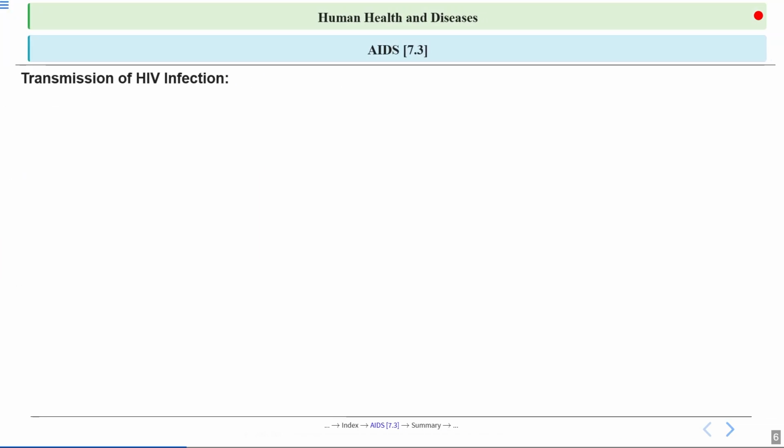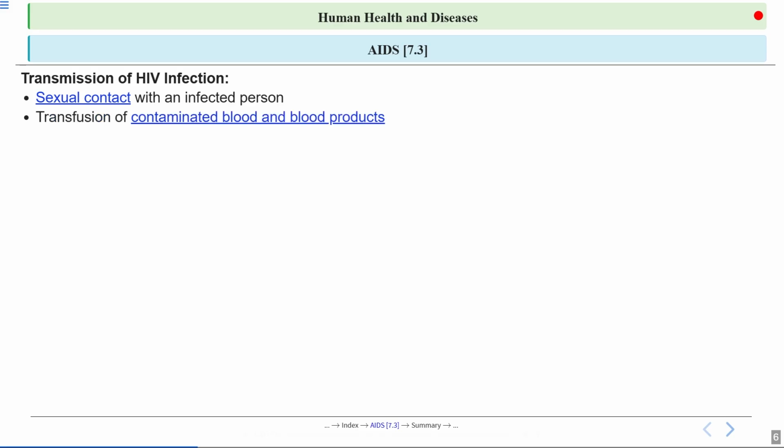Now, let's talk about the transmission of HIV infection. How HIV is transmitted from one person to another person. So first, HIV can be transmitted through sexual contact with an infected person. So during sexual intercourse, the person can get AIDS. It can be transferred from the infected person to the healthy person. So that is why safe sex practices are so important in preventing HIV.